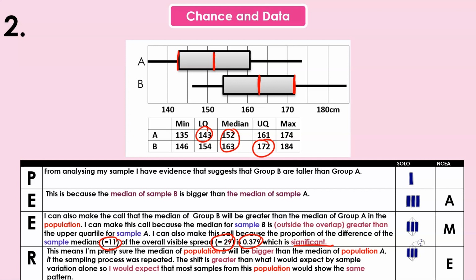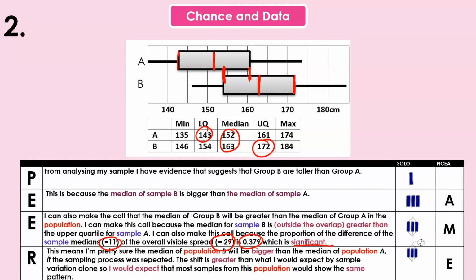Now, you'll notice that the language is very similar to the previous one, except this time we can't talk about there being no overlap, because the boxes overlap between those two points. And you'll see as we go through, we're getting less and less confidence about that sample variation, that if we took another sample, we'd be able to see the same pattern.